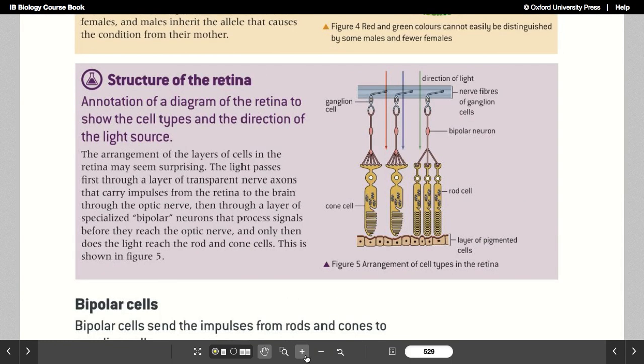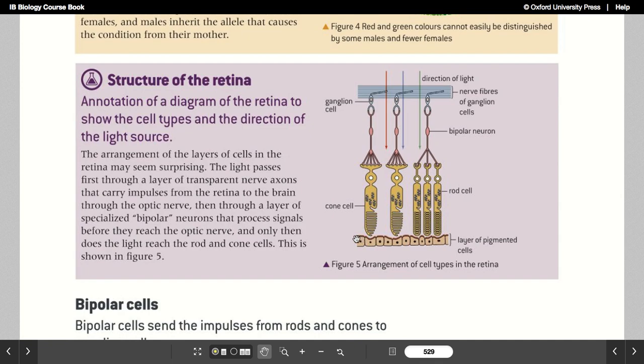You should be able to label this and talk about what's happening. Like we said, light comes through your pupil and goes all the way to the back layer of your retina, and then it moves forward from there. Here's your red, blue, and green light coming through.